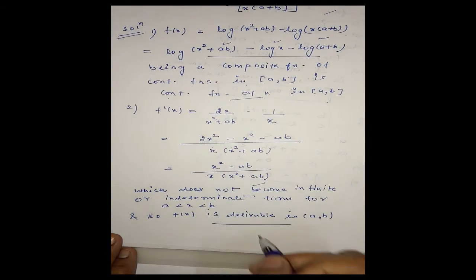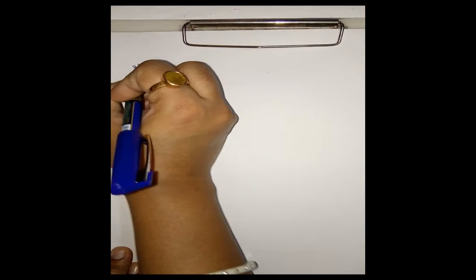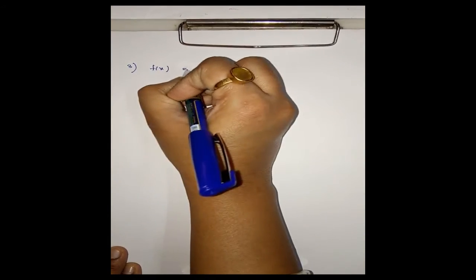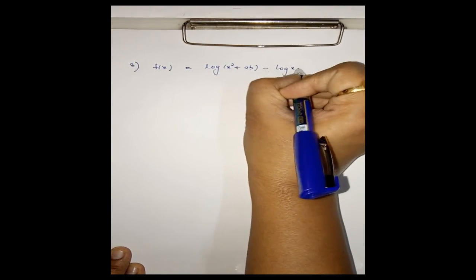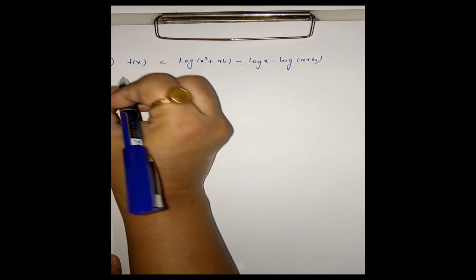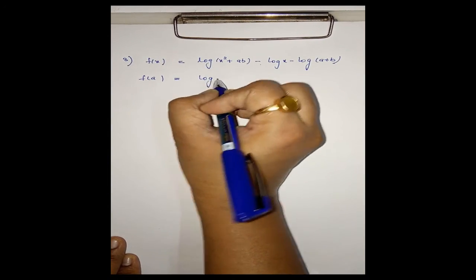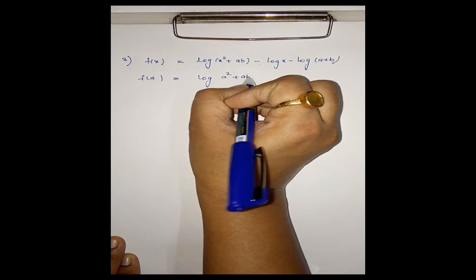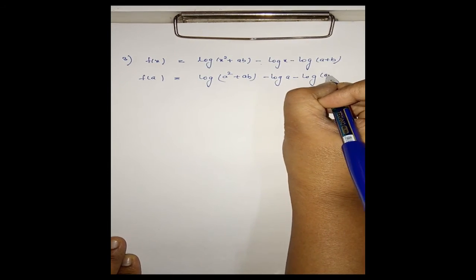Okay, continuity and derivability. Next is f of a is equal to f of b. Now the third part. Now f(x) is log (x square plus ab) minus log x minus log (a plus b). Now third is f of a. This is log (a square plus ab) minus log a minus log (a plus b).